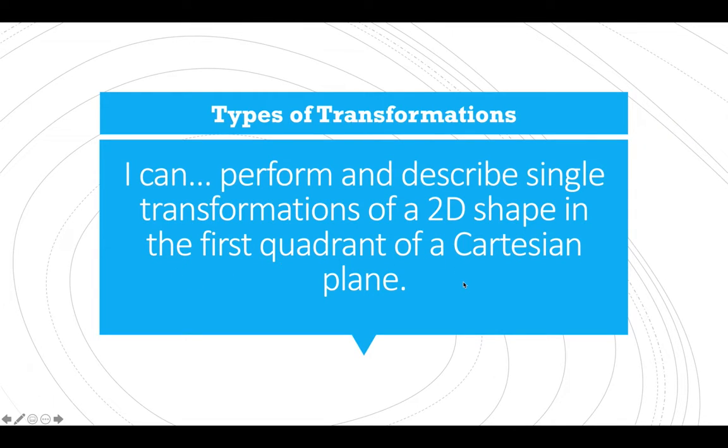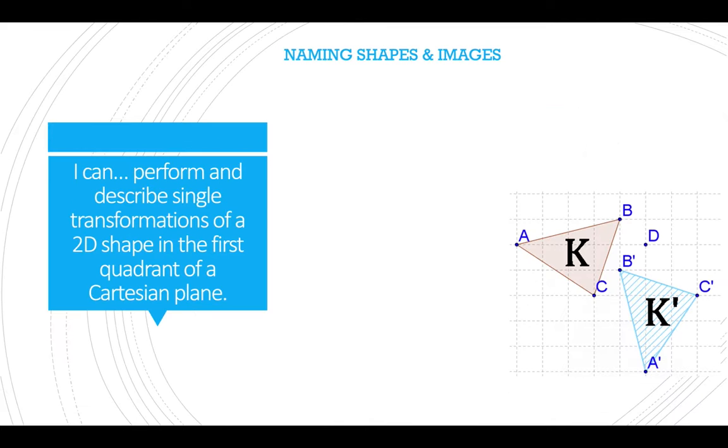We should already recognize the Cartesian plane from our earlier unit, right? It's just the coordinate grid. All right, so naming shapes and images. This is a little bit of background work. We're only taking 2 pages or 2 slides of notes today. This first one is very foundational, and it's quite important to be able to wrap your head around.